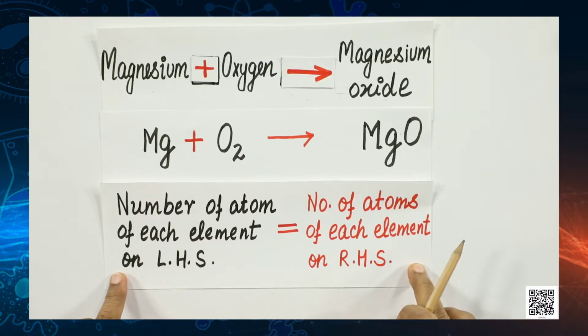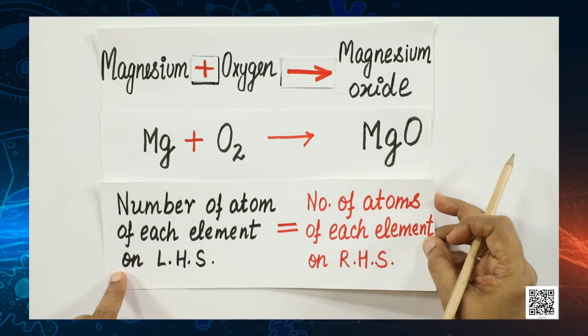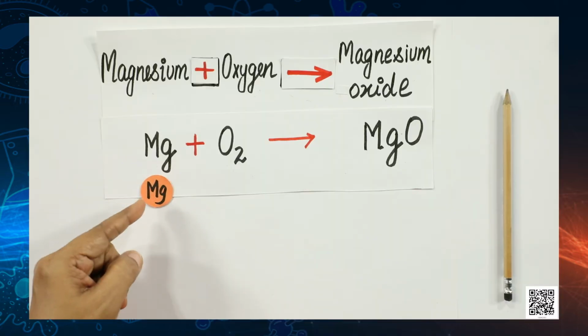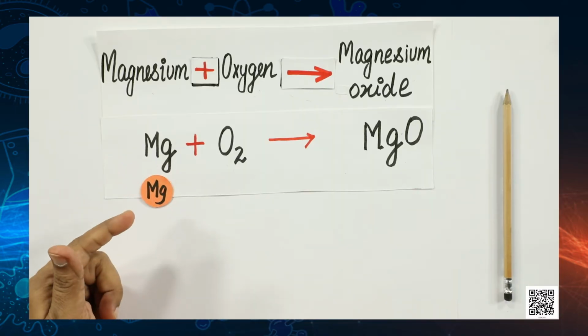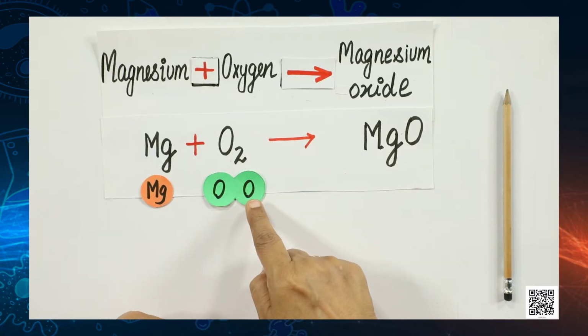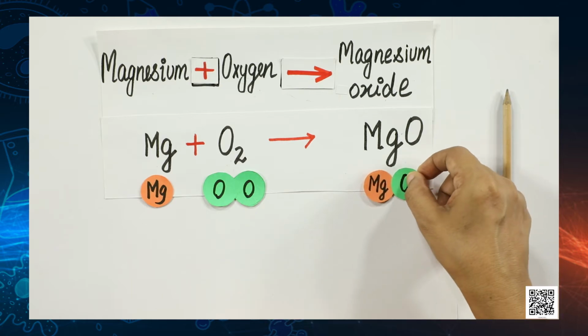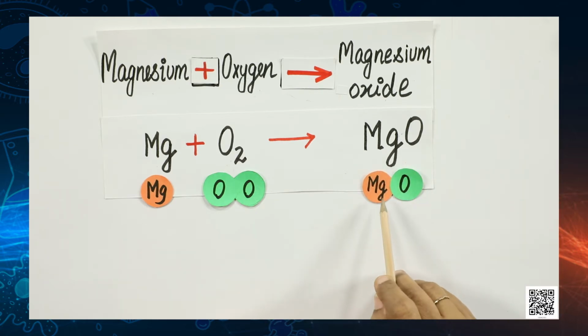Now, in this reaction, let us count the number of atoms of magnesium and oxygen on the left hand side and right hand side. Now, in this chemical equation, in the left hand side, there is one atom of magnesium. So, I have represented it in the form of this circle here, Mg. An oxygen molecule, which is made up of 2 atoms of oxygen, is represented by 2 circles of oxygen, and here we have magnesium oxide. So, how do we represent this magnesium oxide? Well, this magnesium oxide can be represented by this.